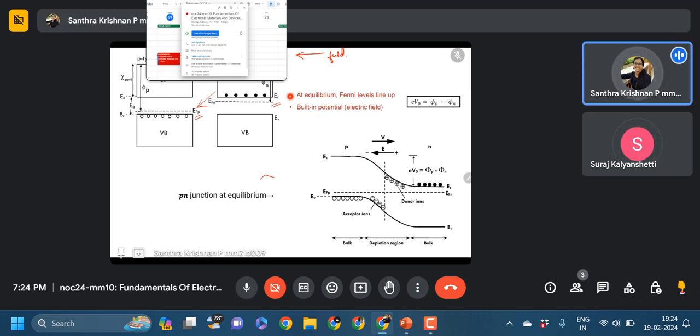Across the junction, once they have lined up, we need to find out the difference between the top of EC, not the vacuum level, that is the conduction band potential, here and here. How much does the band bend up basically? That is the built-in potential that forms.